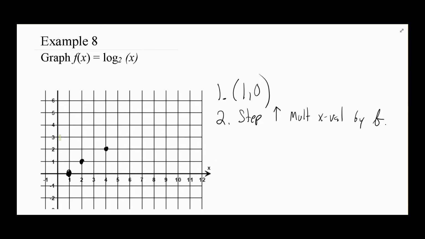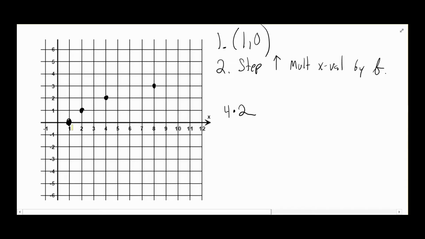Take another step up. So now I'm on that horizontal line. Take my old x value of 4, multiply by my base again. That's 8. Now if I want to take another step up, I'd be all the way out at 16, which is off my graph. So I kind of have an idea of where this thing's going.